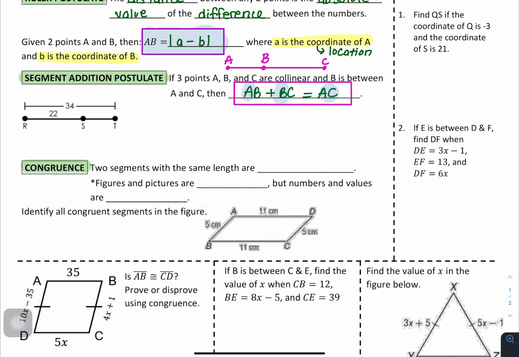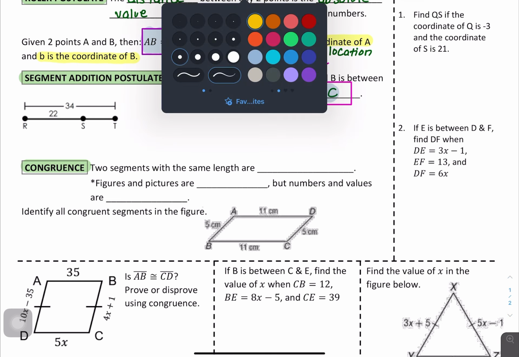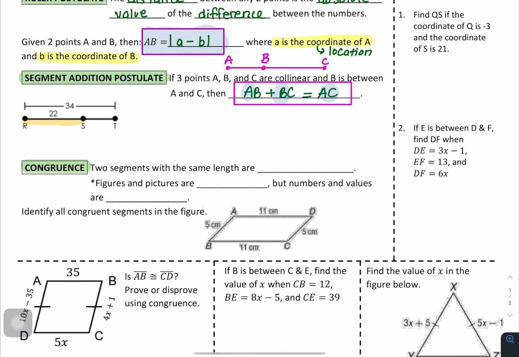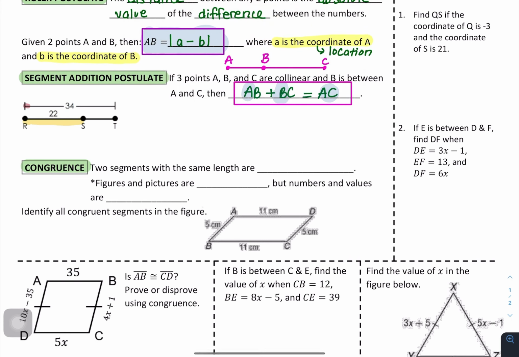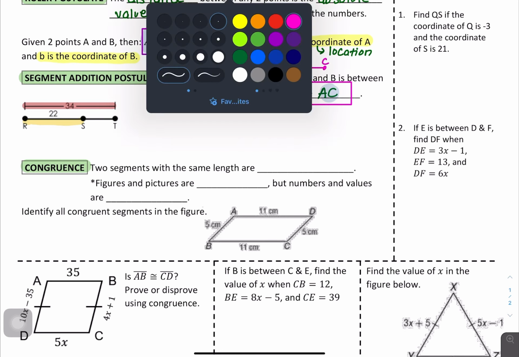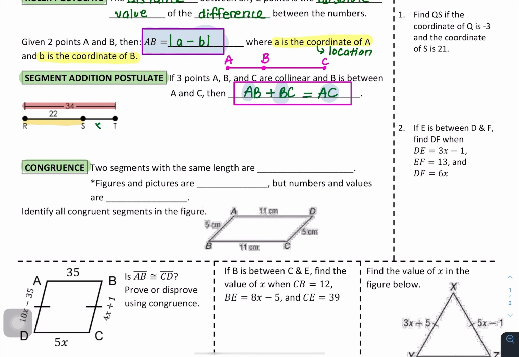In here we have segment RT, where S is the point in between of R and T. We know that RS is 22. We also know RT is 34. The only thing we don't know is ST, so we need to find ST. Let's call ST X, because we're looking for it.